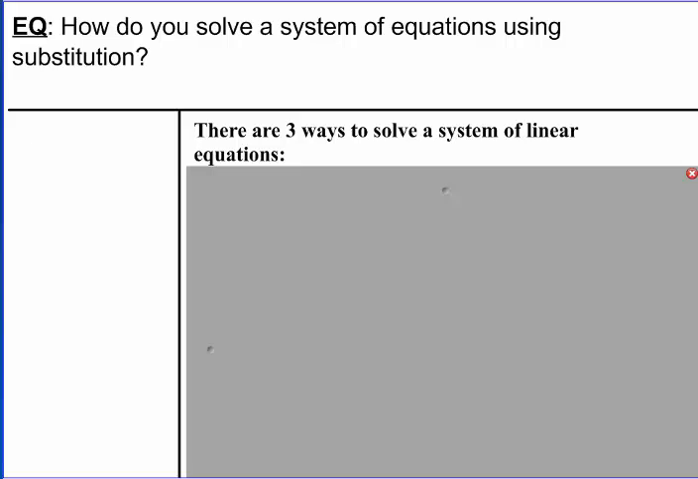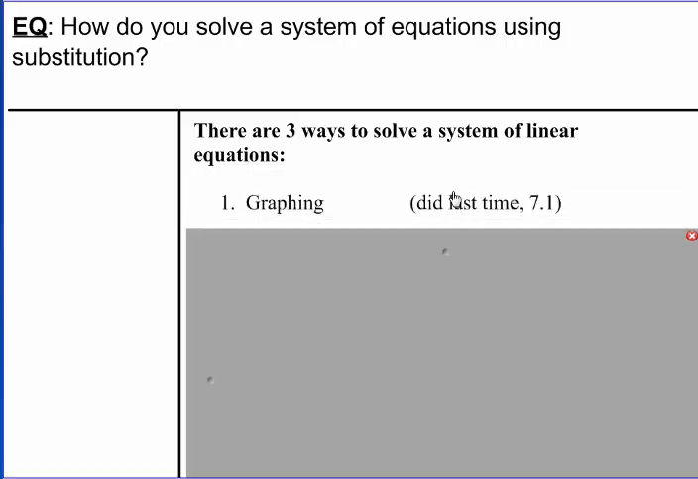Okay, this lesson is on solving systems of equations using substitution. So our essential question is, how do you solve a system of equations using substitution? First, I have the three different ways we have for solving a system. One we've already done, one we're learning right now, and then there's another one that we'll be talking about later.